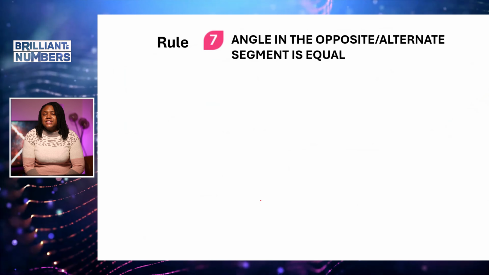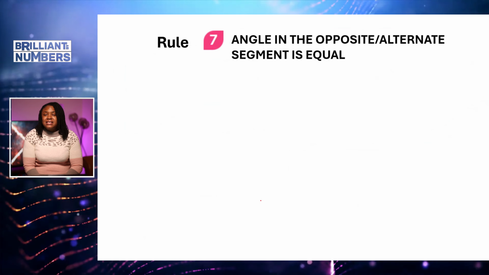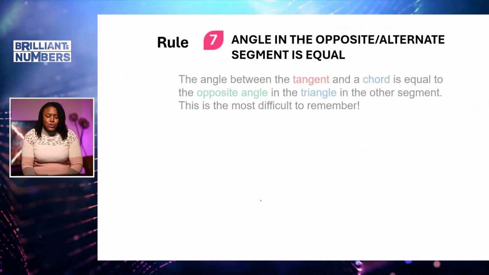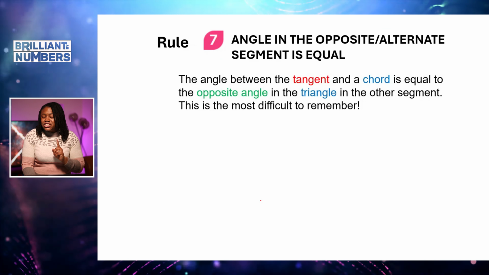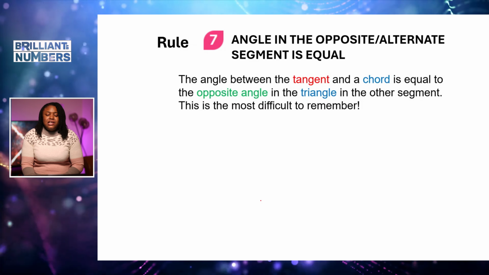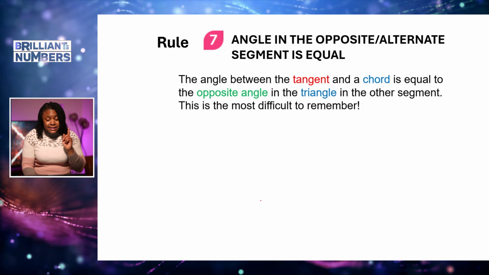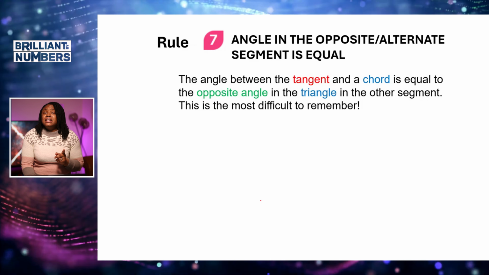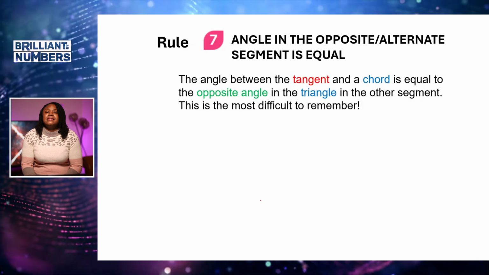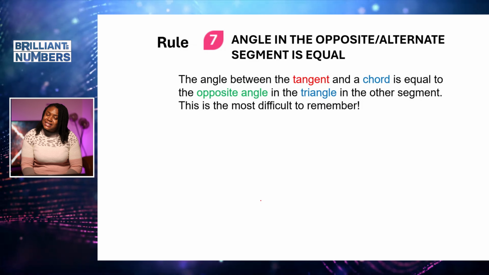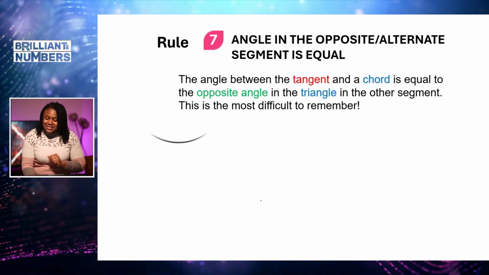So, rule number 7. Angles in the opposite or alternate segment are equal. So the angle between the tangent and a chord is equal to the opposite angle in the triangle in the other segment. And this one is said to be the most difficult theorem to remember. So let's now visualize that diagrammatically.